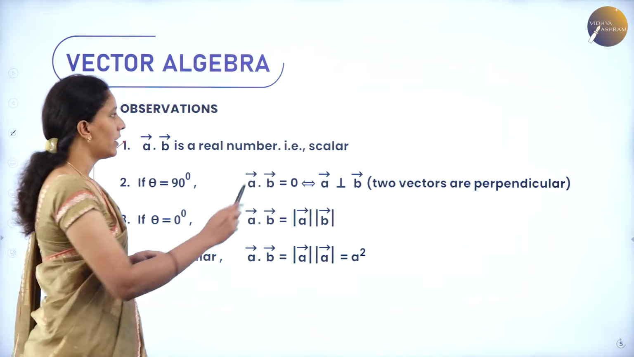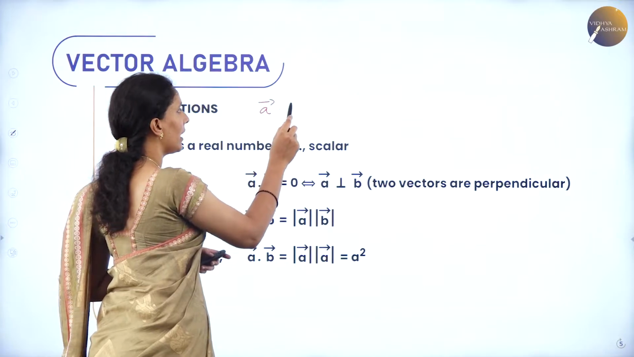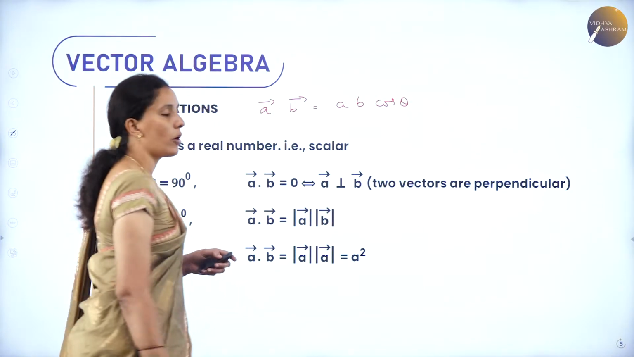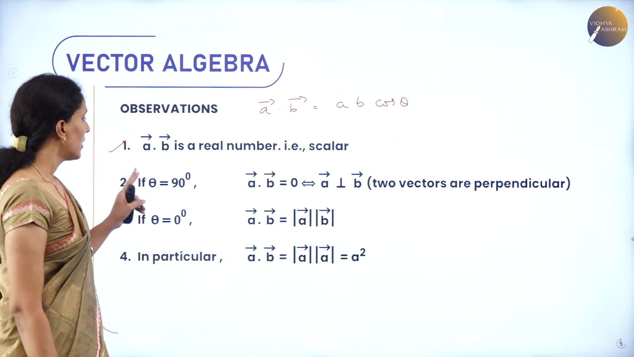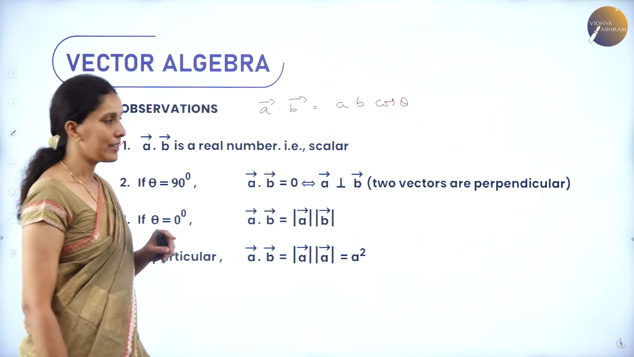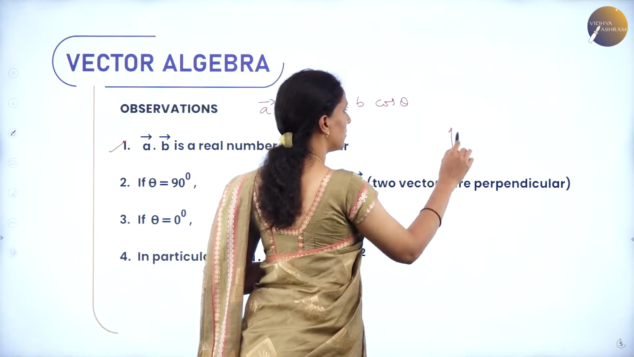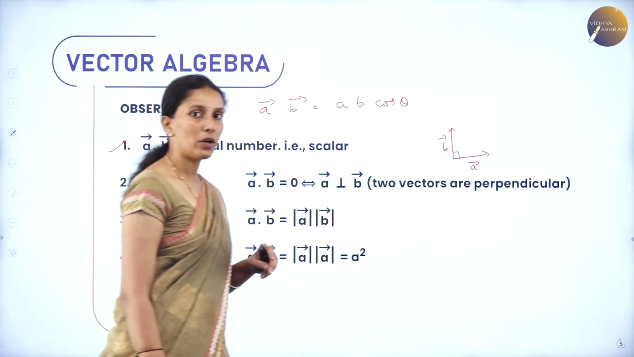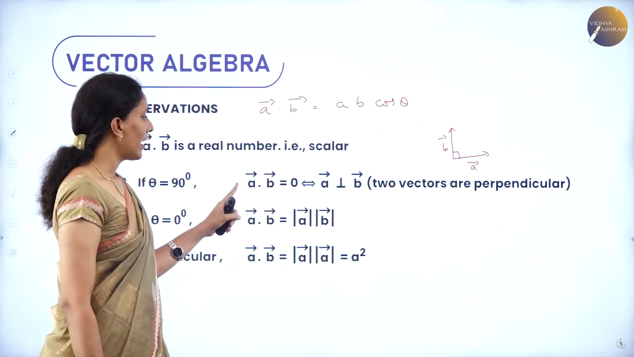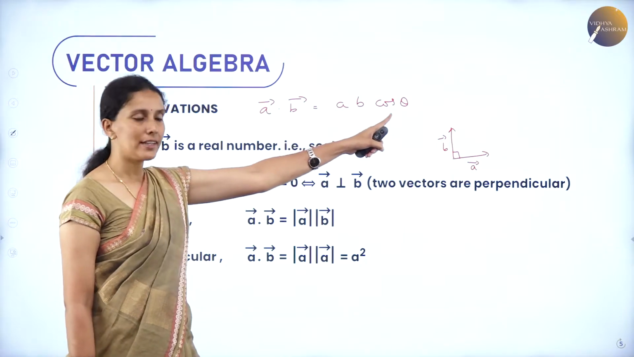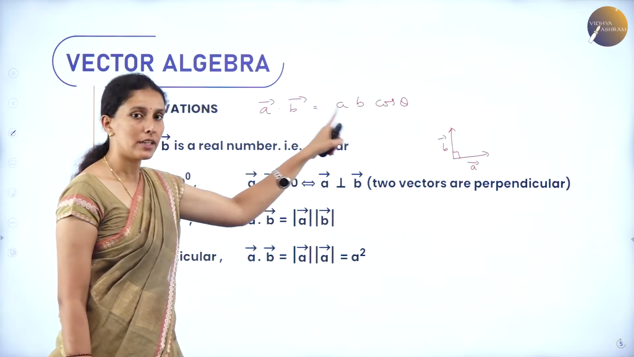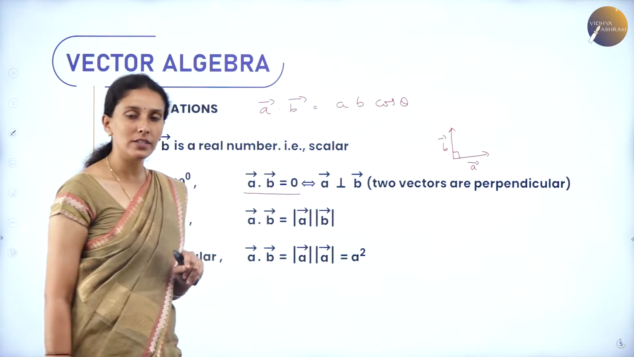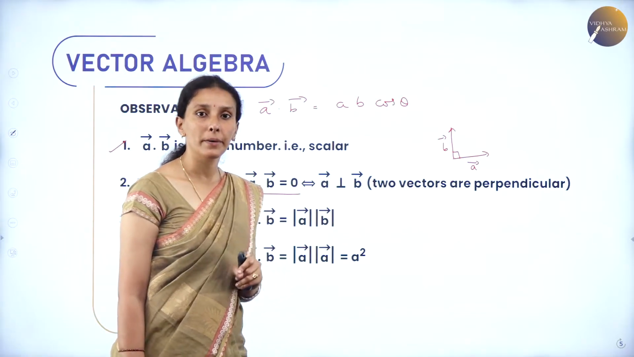Now, in the formula, vector A dot vector B is equal to AB cos theta, or mod A mod B cos theta. Suppose the angle between the two vectors is 90 degrees, that is, one vector is perpendicular to the other. If theta is 90 degrees, what is cos 90? It is 0. Then A dot B is equal to 0. If cos theta is 0, AB into 0 becomes 0. Therefore, the dot product becomes 0. That means the two vectors are perpendicular.